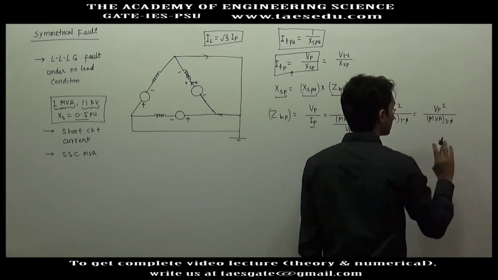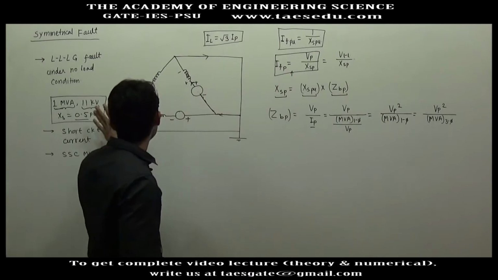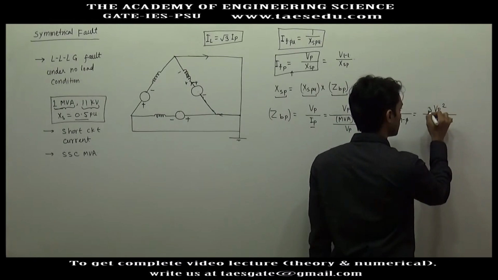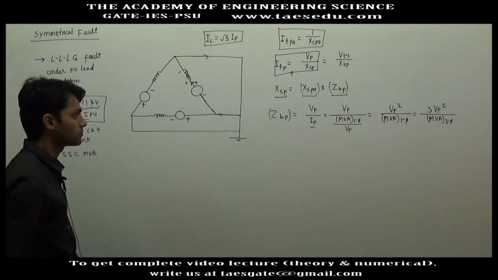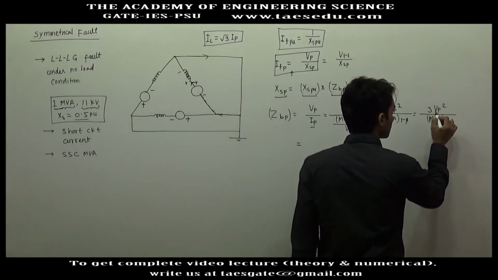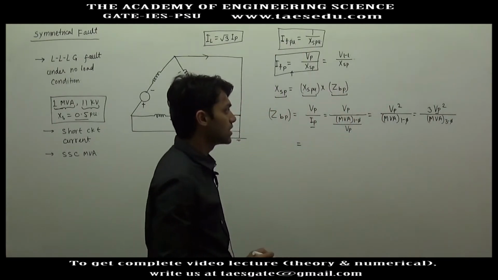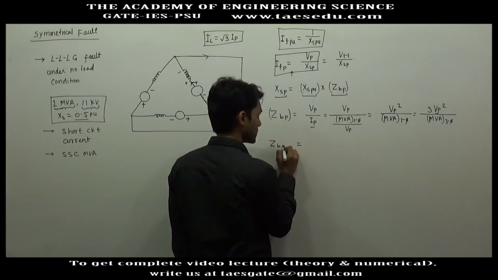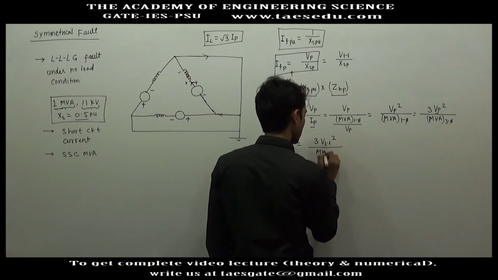Okay, we will try to represent each quantity in terms of the rating given of the generator. So MVA single phase will be MVA 3 phase divided by 3. So you will have 3 Vp square divided by 3 phase rating. Okay, and in case of delta connection, Vp, the phase voltage, is equal to the line voltage. So the per phase value of base impedance will be 3 VLL square divided by 3 phase MVA rating.